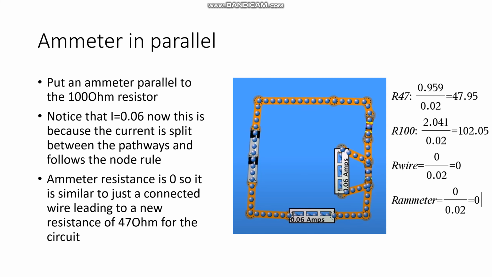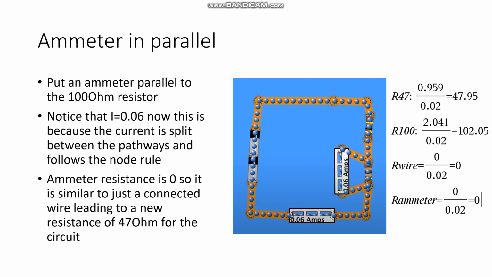So yeah. Next, what happens if we put an ammeter in parallel? To do this, we put an ammeter parallel to the 100 ohm resistor. And once we actually started measuring the current, you can see that it was 0.06. Now, this is because the current is split between the pathways and follows the node rule.